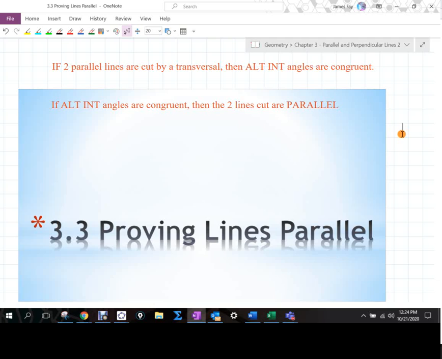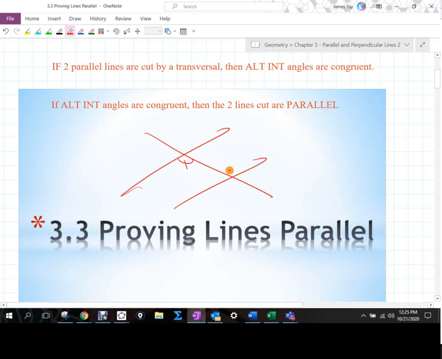Today, if I'm looking at this picture, and you know nothing about these lines right here, but I tell you this right here, what is the conclusion then that you can tell me about those lines? They're parallel. Yesterday you started off with parallelism, and you developed congruency with angles. Today, we're going to start with congruency of angles and develop parallelism in regards to the lines.